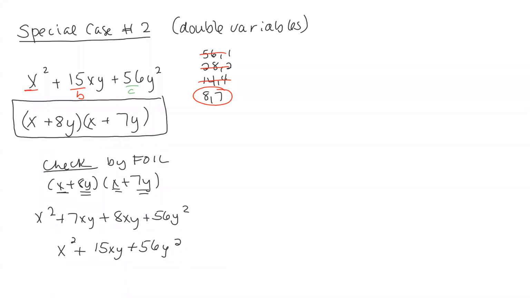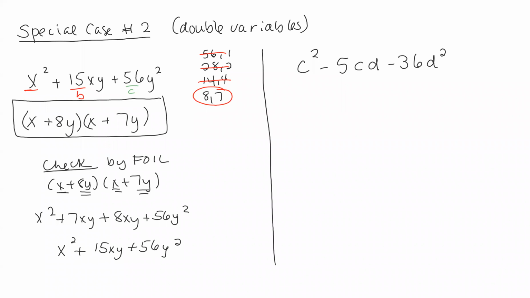If you have this weird double variable thing, start each binomial with an x, end each binomial with a y, or whatever variables you have. I'll show you one with weird variables so you'll know how to deal with it. And then that's it. Just fill in the factors like always.